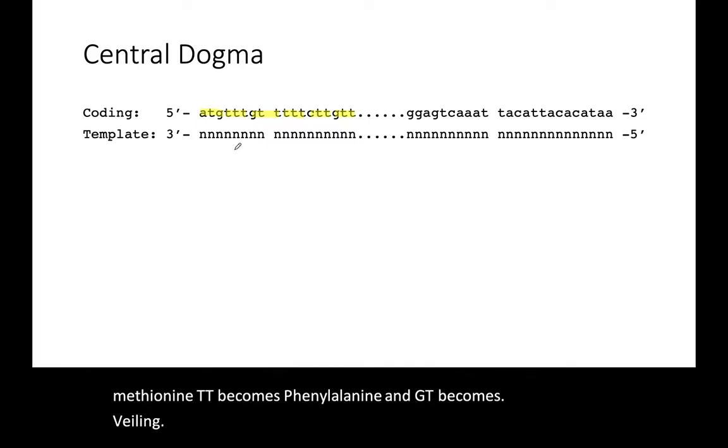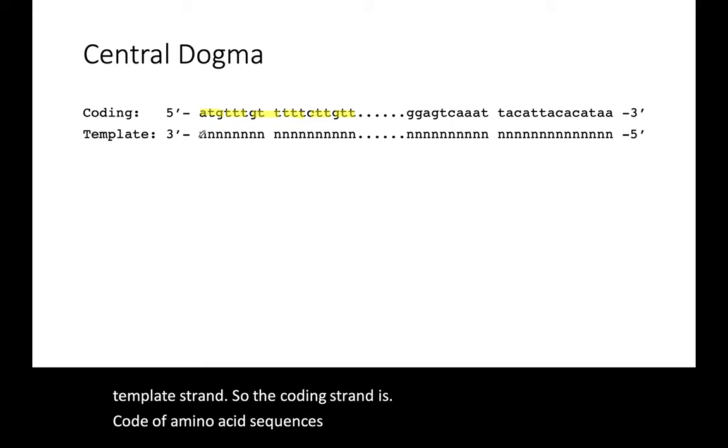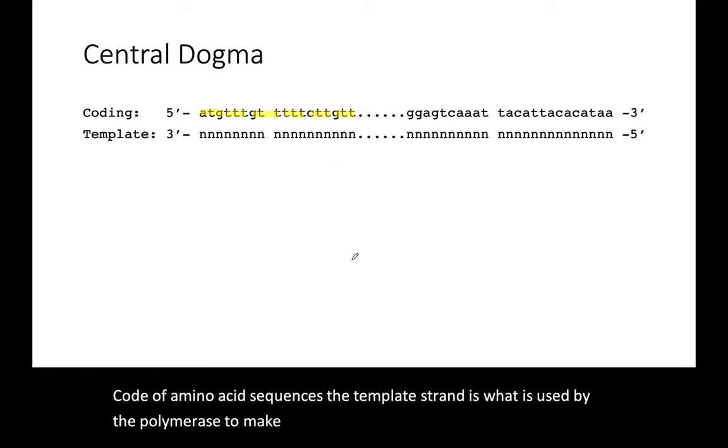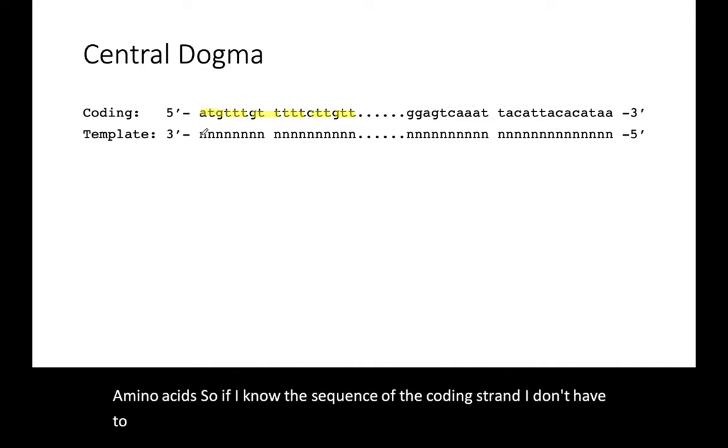Because DNA is double-stranded, I will also have what's called the template strand. So the coding strand is the code of amino acid sequences. The template strand is what is used by the polymerase to make mRNA. That is then converted into amino acids. So if I know the sequence of the coding strand, I don't have to know the sequence of the template strand.